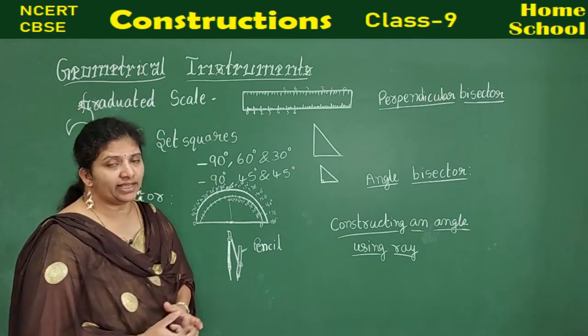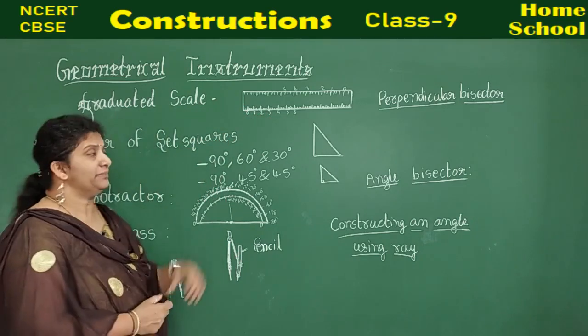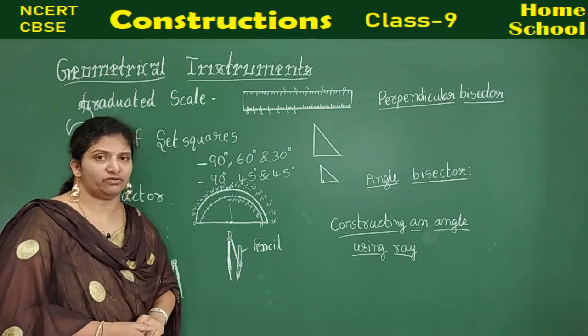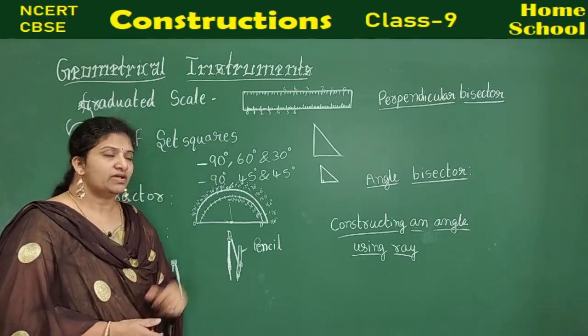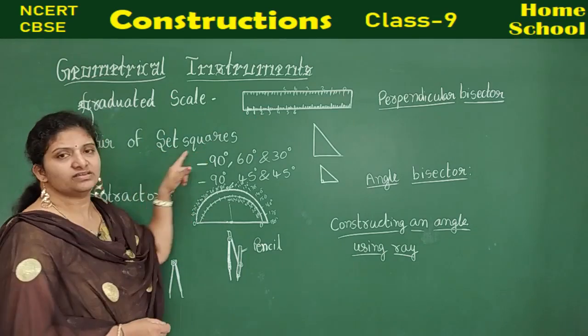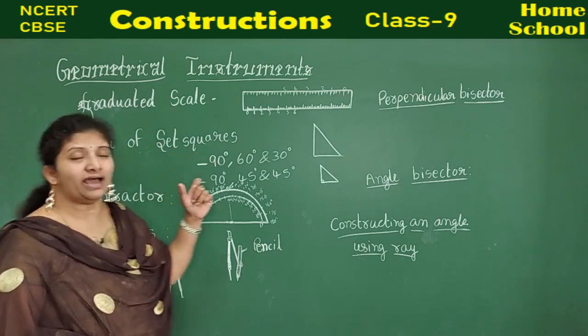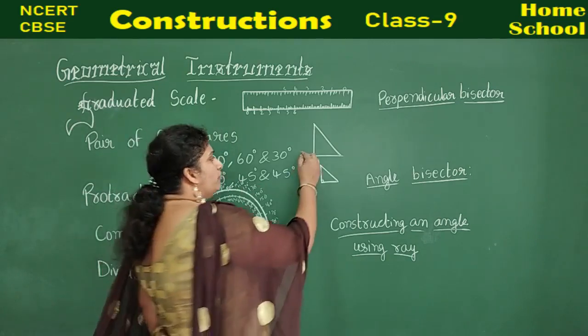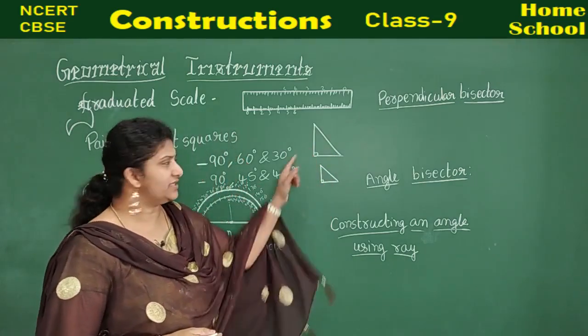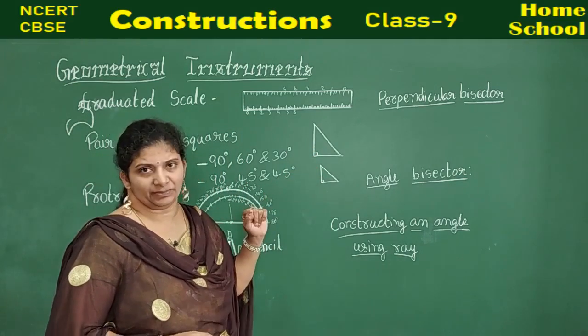In our geometrical box, what all will be there? You can see a scale and two triangle-shaped ones. What are those two? Set squares, a pair of set squares. And what are the angles? Both have a right angle, which means 90 degrees.